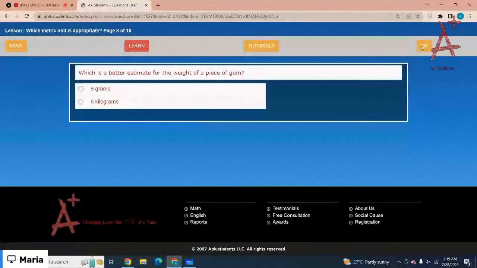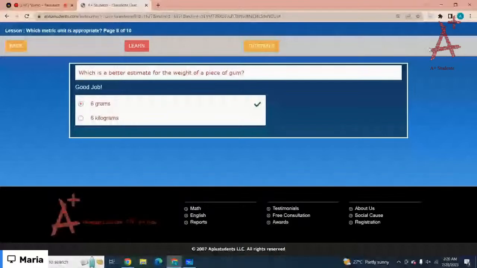Which is a better estimate for a piece of gum? 6 grams or 6 kilograms, which is the correct option? A piece of gum. I think it is 6 grams, maybe. Let's see.